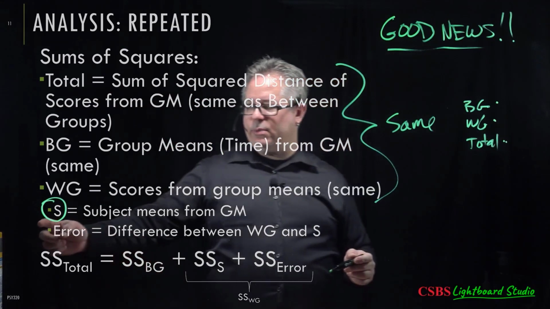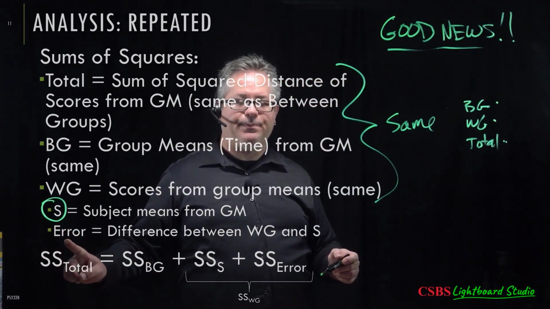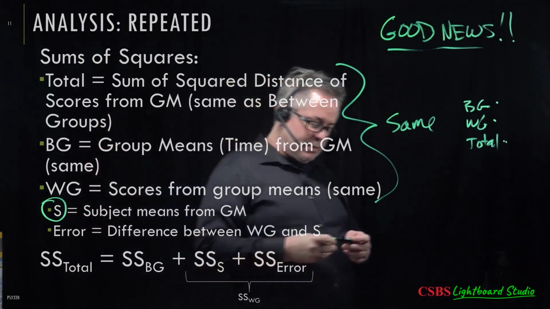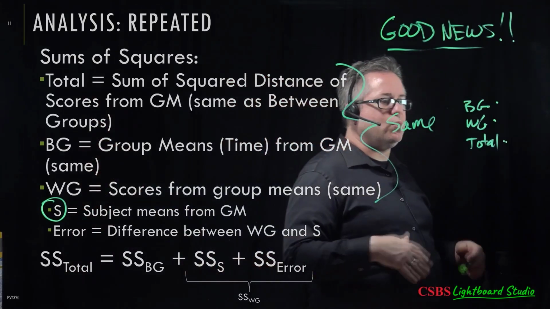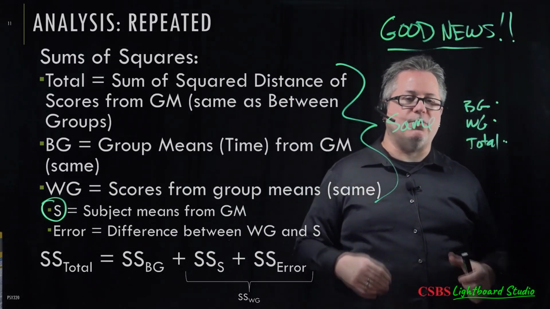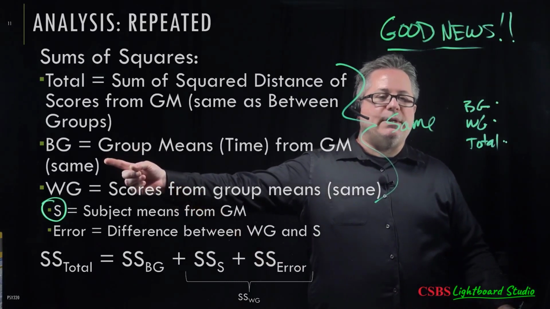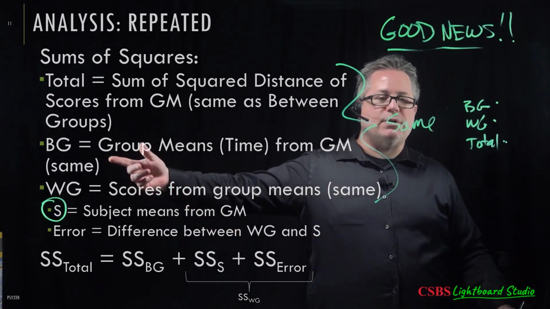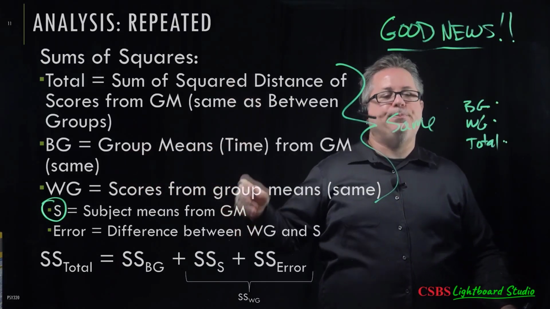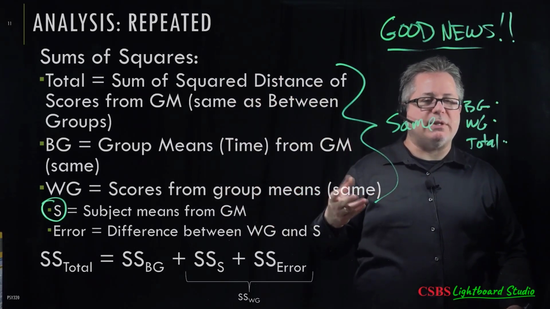One additional thing we've got to find, and then we're going to use that to find this error. Okay, so the total is still the sum of squared differences of all scores around the grand mean. Same as it was for between groups. The between groups sum of squares, in this case, group is defined by the time, right? Pre, post, follow-up. So it's not group in the same sense, but we're going to treat it the same way.